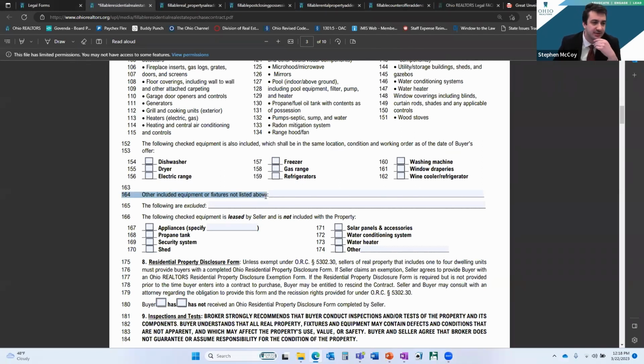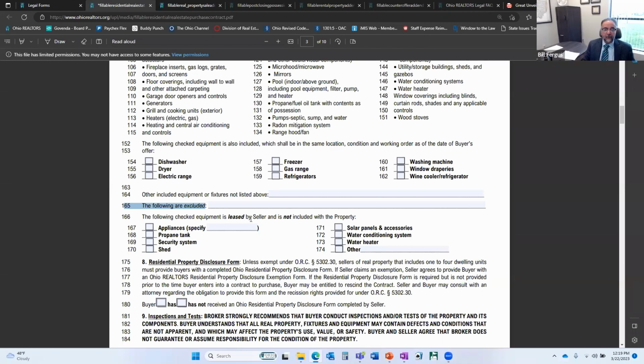So if you have questions like, oh gosh, I'm not sure if it's actually included in this list, feel free to just add that in line 164. Again, this is just meant to be a really great starting point. We don't anticipate a lot of deviations from this, but if there is, we've provided that ability to do that. So you can add equipment or fixtures in 164. You can exclude items, fixtures that aren't going with the seller. So just make use of some of the provisions and lines that we have in there as well.